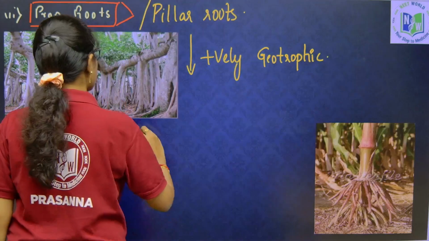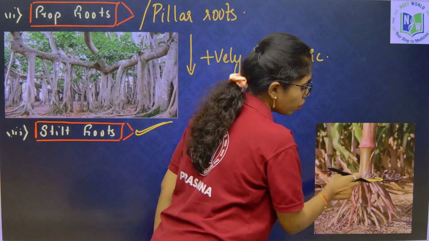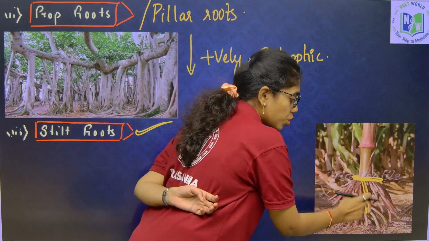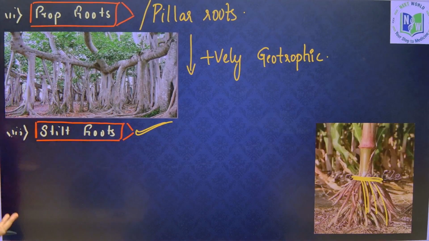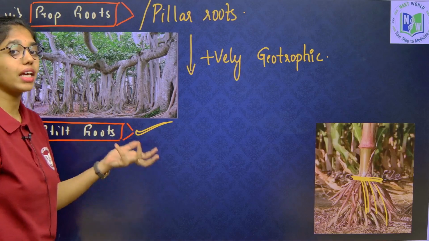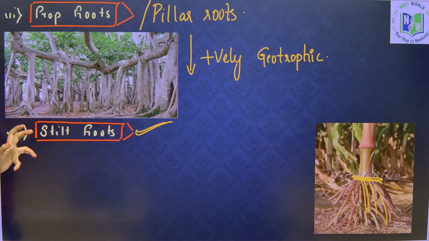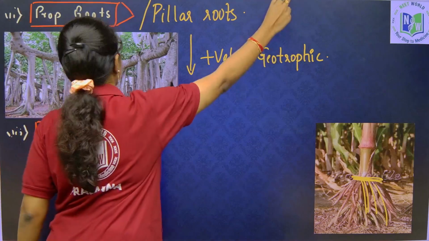Fine. And next is stilt roots. Stilt roots will arise from the first nodal region. This grows positively geotropic again. The main purpose of the stilt root is again mechanical support. Prop roots and stilt roots aid in what? Mechanical support to the plant. Examples of prop roots are observed in banyan tree, stilt roots in sugarcane.